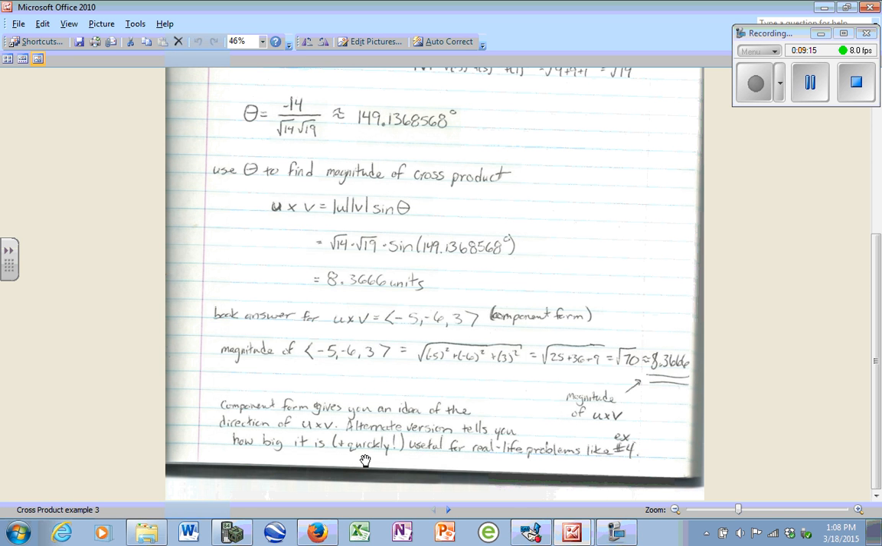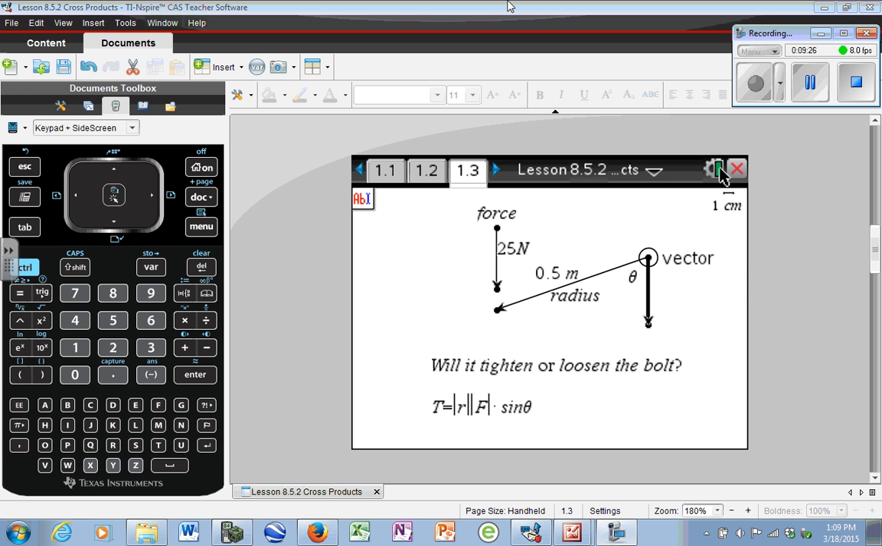And that's useful for real-life problems like we have in example number 4, which I'm going to use to just describe how this works in the real world. So you flip over really quickly to number 4. We're not going to do number 4 types of problems. We do that kind of thing in physics. But let me just set this up for you. You're going to be trying to turn this wrench here. And here's how long the wrench is. You're pushing down with a force of 25 newtons on the wrench.